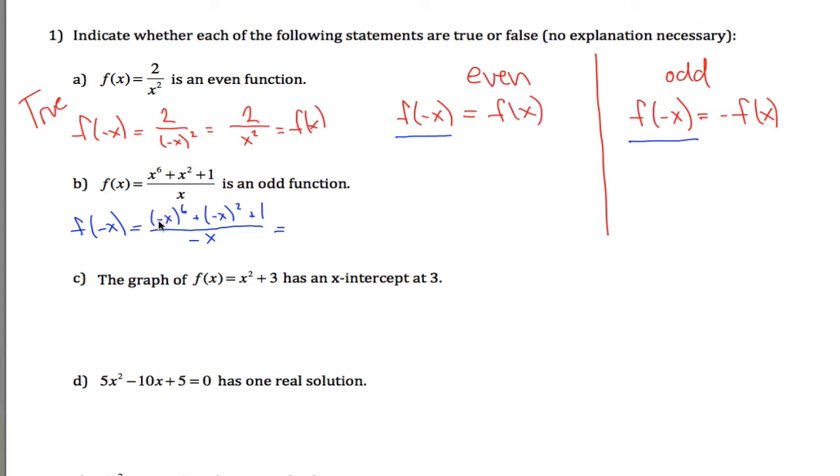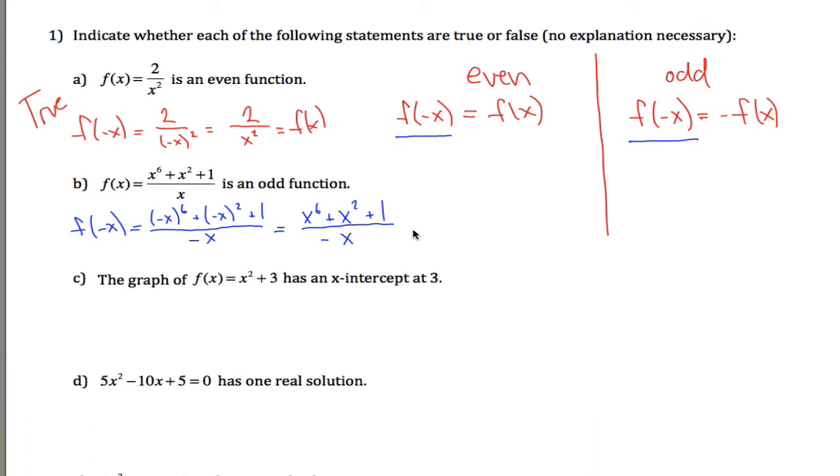A negative times a negative is a positive. So since this exponent's even right here, negative x to the 6th power is the exact same as x to the 6th power. That's for the same reason that this thing on the bottom here is the same as x squared. And negative x to the 2nd power is the same as x to the 2nd power. But down on the bottom, I have negative x.